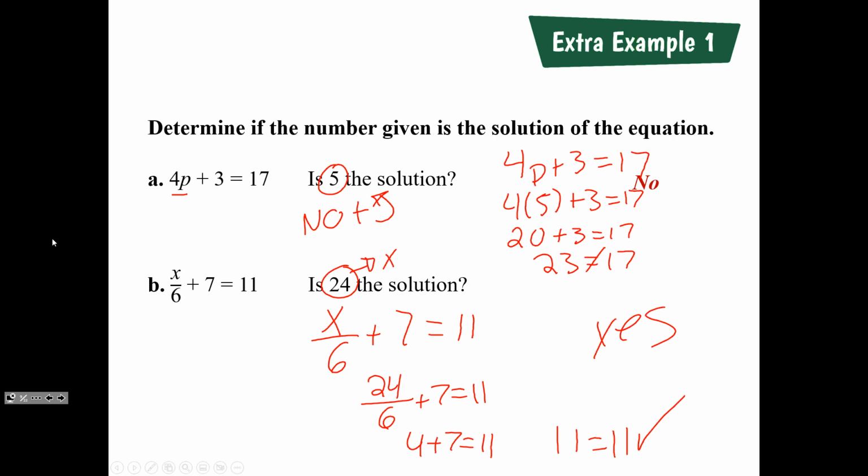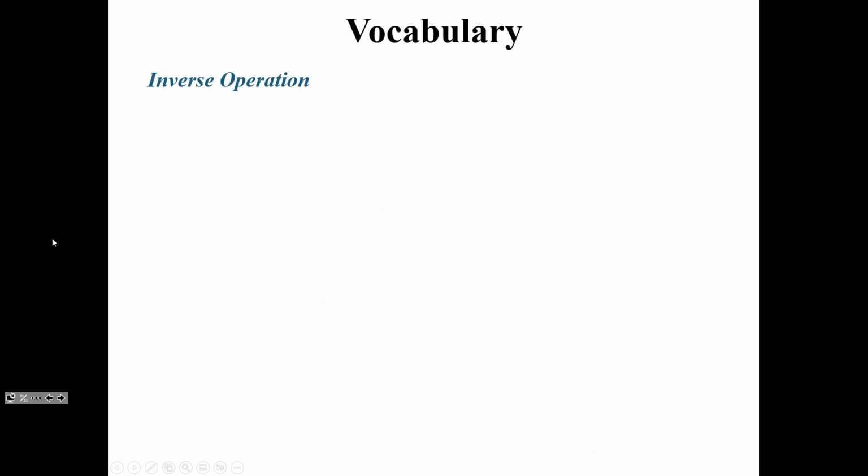So we found that A was no and B was yes. Okay, this is vocab again. So we're going to go to our vocab sheet. Okay, so our next vocab word. This is the last one on the vocab sheet that we're going to do today. You'll fill out the rest of your vocab as we go through the rest of the lessons. So the inverse operation, that means operations that undo each other, okay?